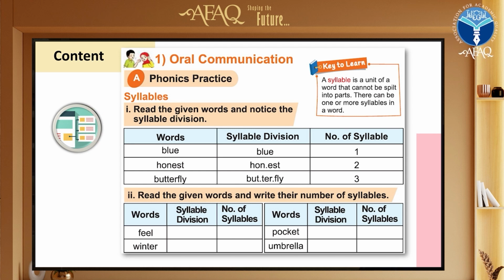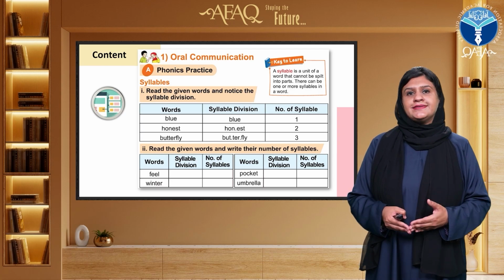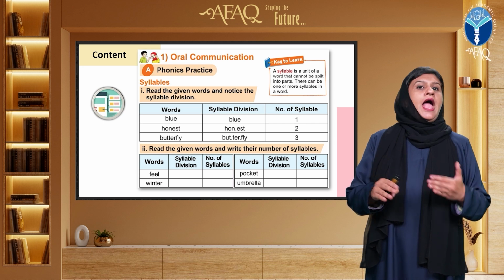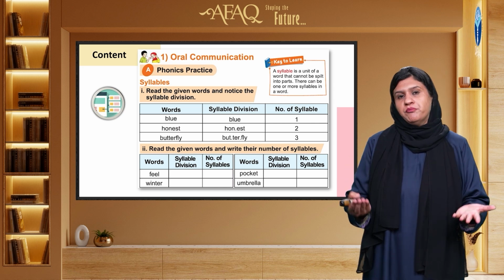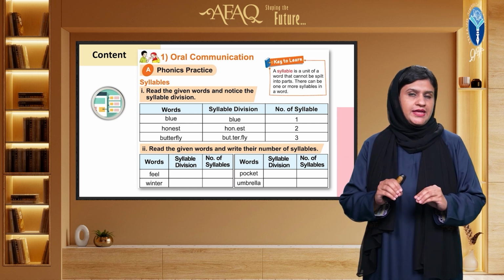Read the given words and notice the syllable division. As you know, a syllable is a unit of words that cannot be split into parts. There can be one or more syllables in a word. So words can be divided in some parts and syllables cannot be further broken down. Some words have one syllable, some have two and some have more, depending on the length and the numbers of vowels present in them.